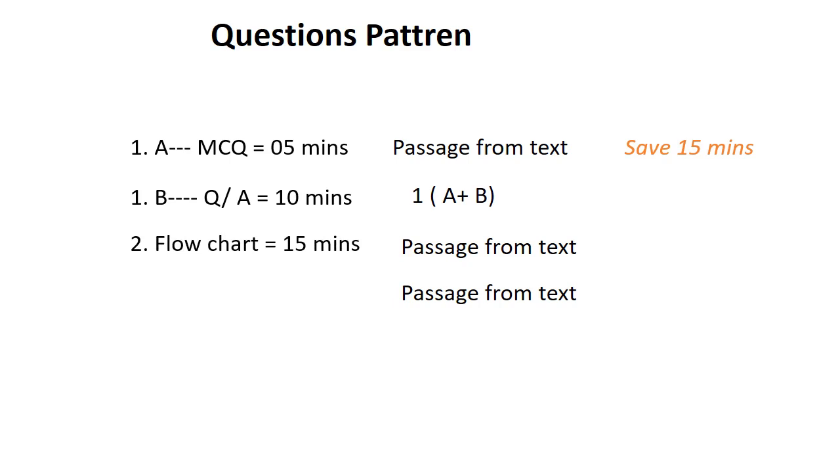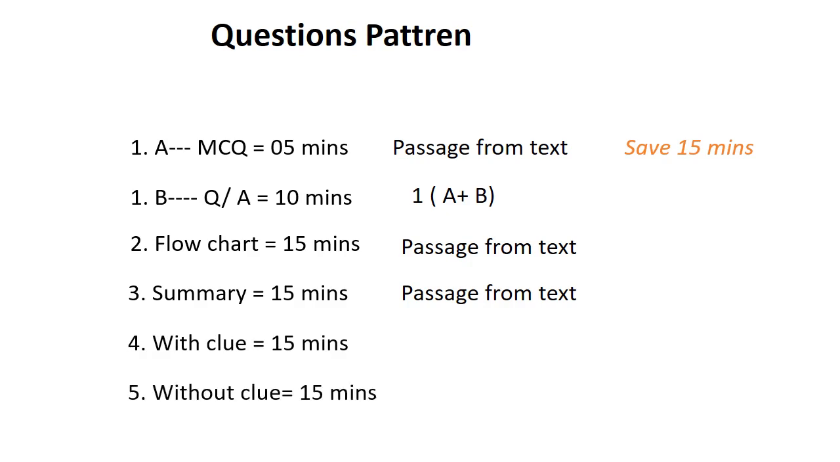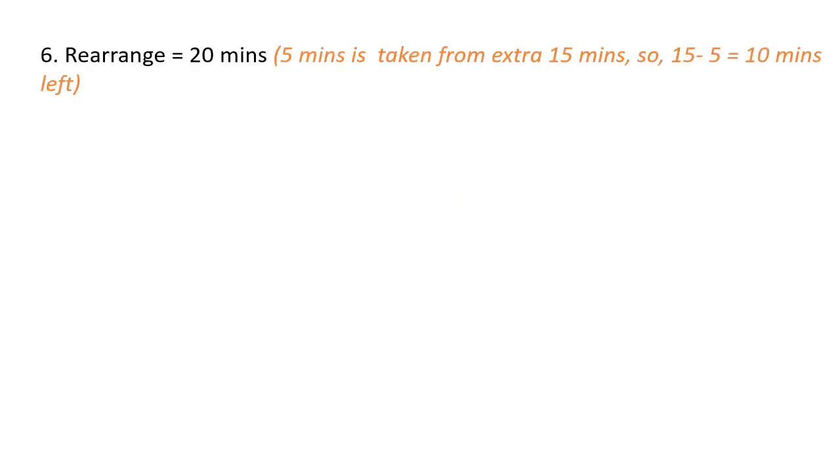Number 2 is flowchart. This is also a passage taken from the text. Number 3 is summary, for 15 minutes. It is also a passage from the text. Number 4, with clue, you need 15 minutes to finish it. Number 5, without clue, you need 15 minutes to finish it. Number 6, rearrange. Here we will get 20 minutes.